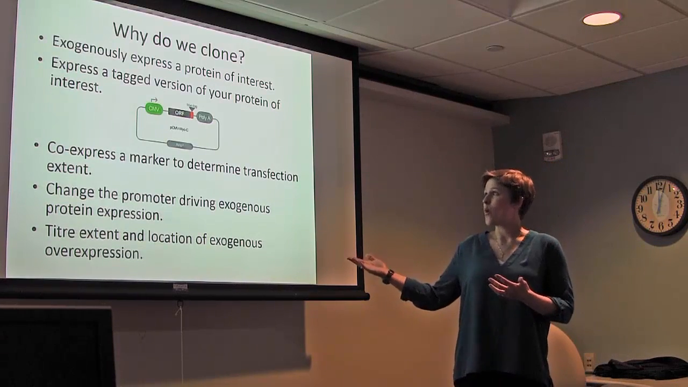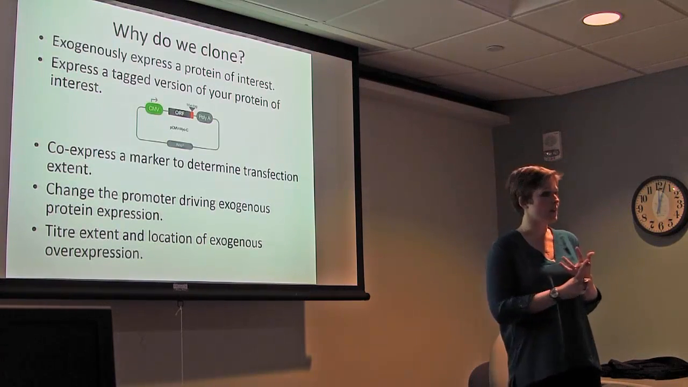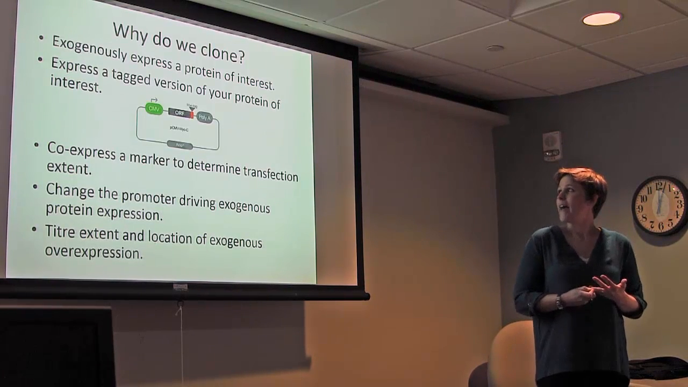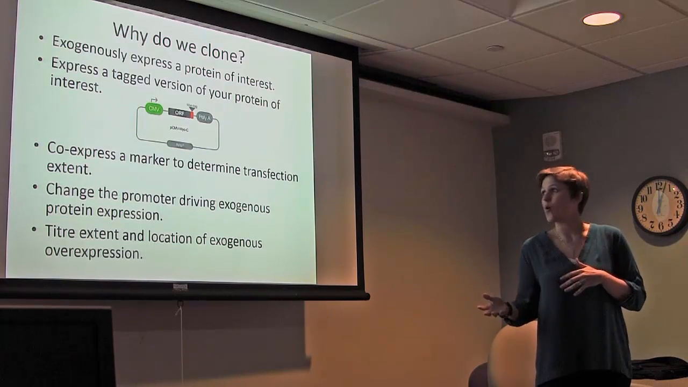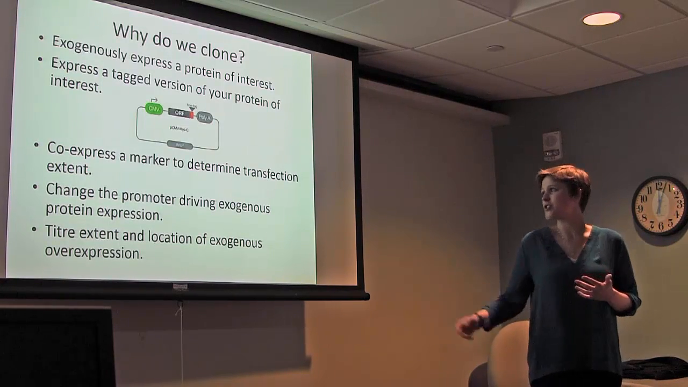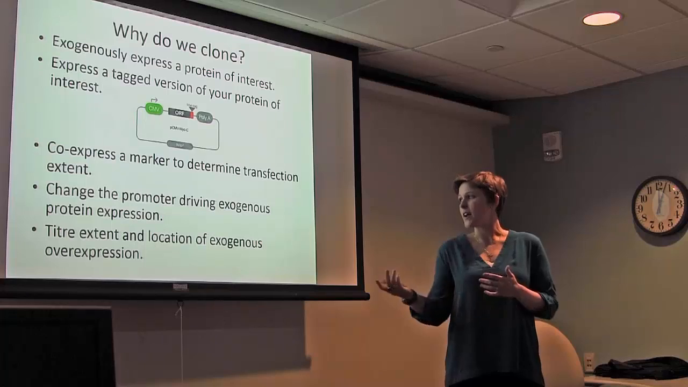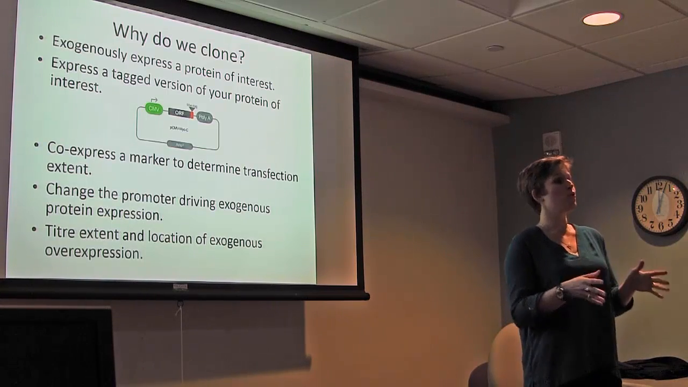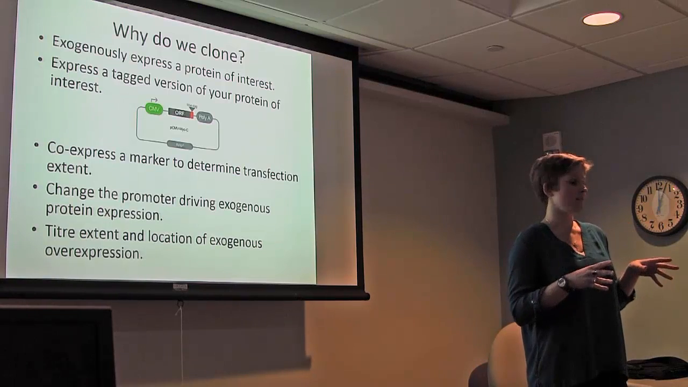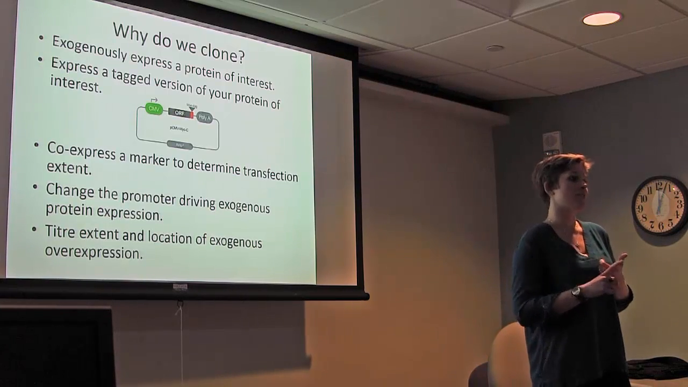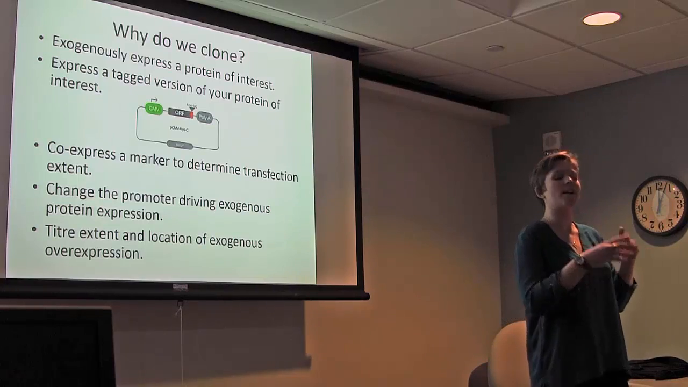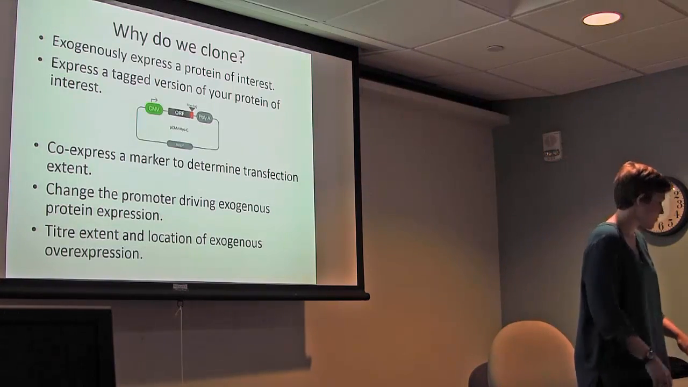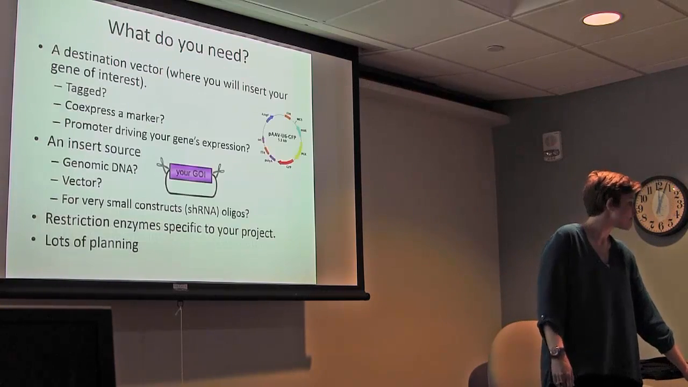So basically, why we're cloning is so that we can exogenously express a protein of interest, tag it or co-express a marker, change the promoter, and also titer the extent and location of exogenous overexpression. If you have cells and you want to see if your protein of interest is protective against oxidative stress, things like that, you're going to want to be able to overexpress your protein of interest, and that's where cloning is really important.